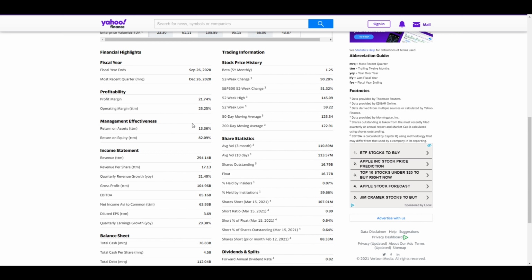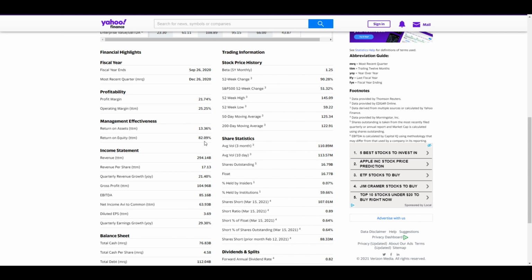For management's effectiveness, you have return on assets and then return on equity. So return on assets is exactly what it means. It's the net income over the total amount of assets, and you'll notice that the net income makes up 13% of its assets, and return on equity is 82%.